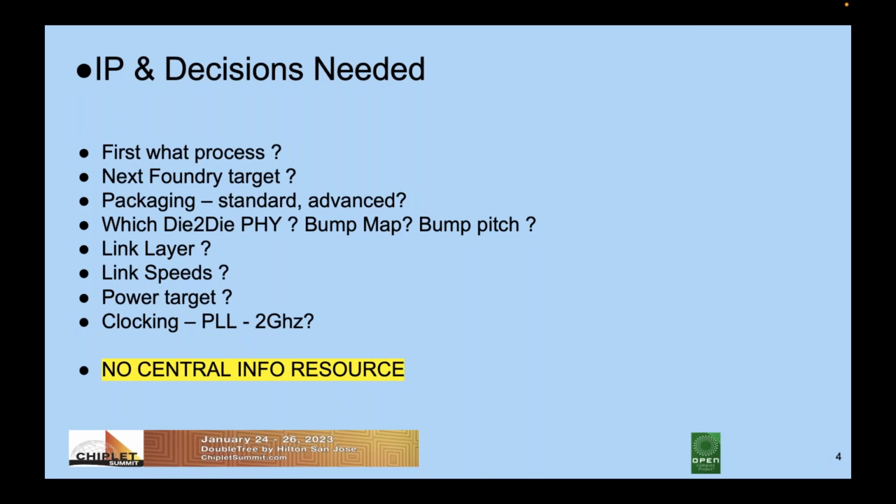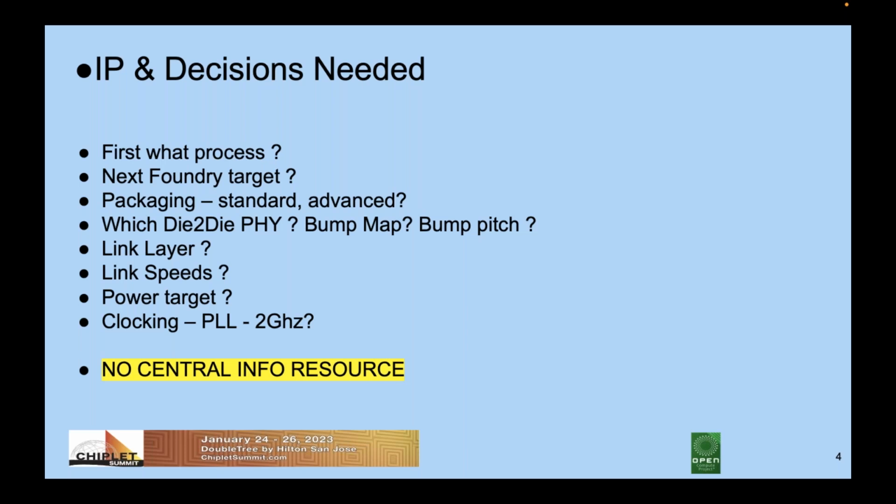My issue for a while has been that it's really difficult for people in that mode to know where to go to get information. It's still a pet peeve of mine, which at some point I'm going to do something about. But the questions are, what process am I going to use, what process fits my target market and the technology I want? And obviously there are more and more choices as time goes on. And which foundry? Then as you learn more, you'll figure out packaging, standard or advanced. But what does that really mean to a chiplet developer?